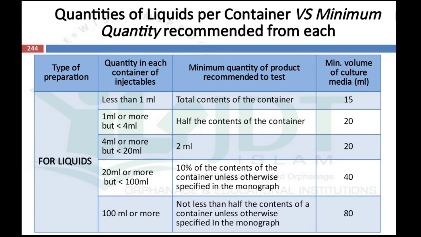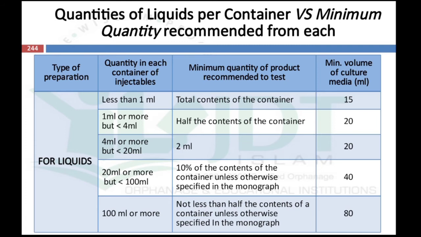For example, if each container consists of less than 1 ml, we have to take the total content of the container and 50 ml of the culture media for sterility testing. If each container contains greater than 1 ml and less than 4 ml, we have to take half of the content of the containers and 20 ml of the culture media.